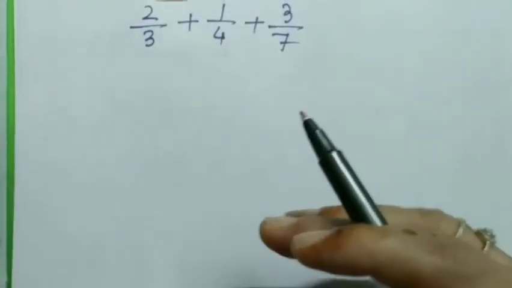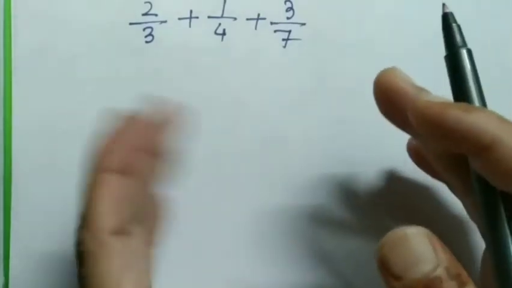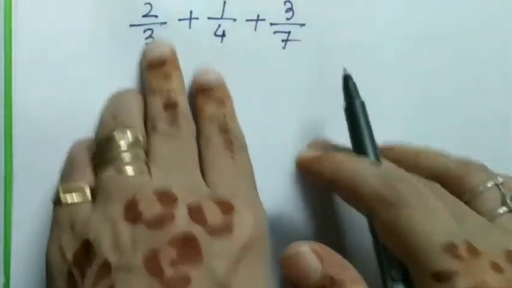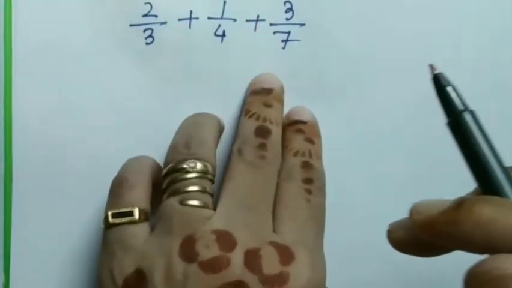Next we are going to do using second method, that is LCM method, and I have taken the same sum, that is 2 by 3 plus 1 by 4 plus 3 by 7.